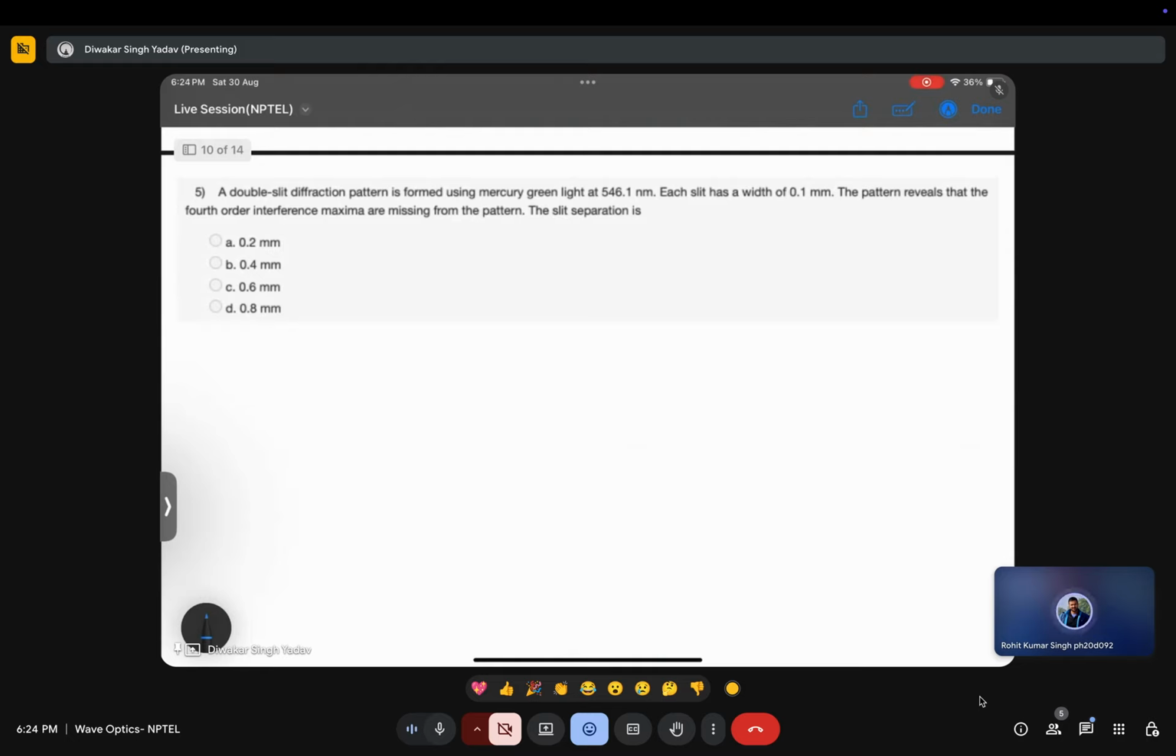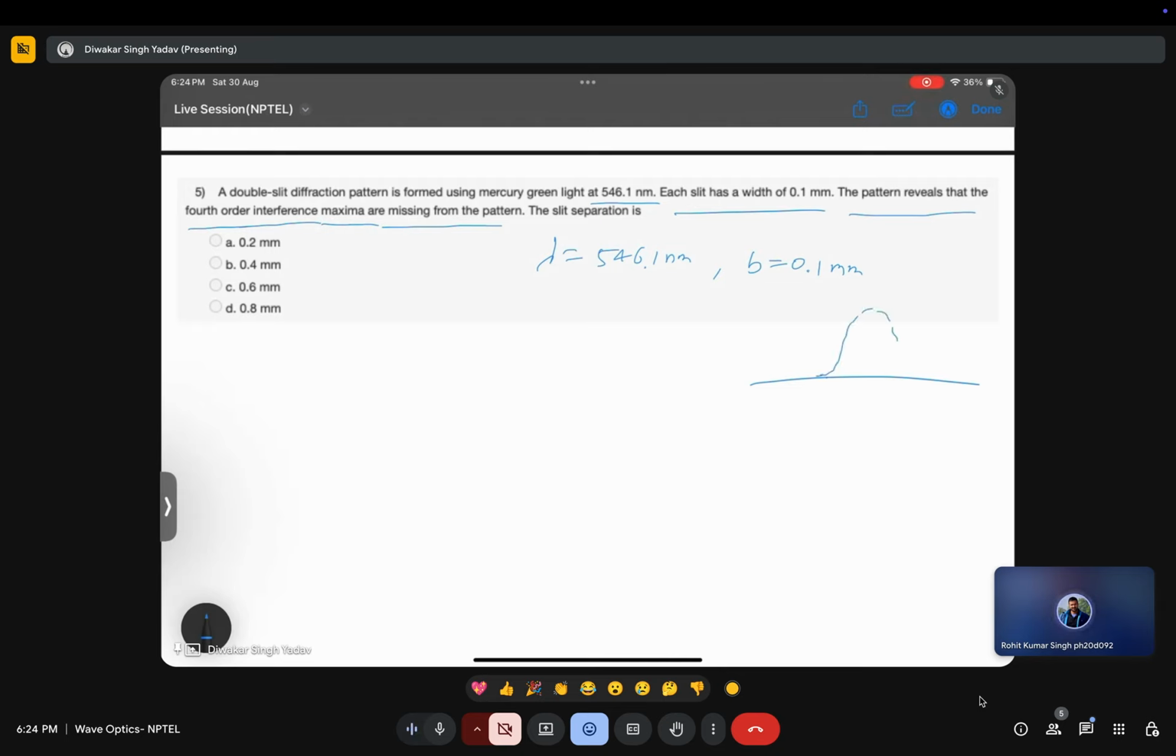Now this is based on the double slit diffraction that we just studied. So a double slit diffraction pattern is formed using mercury green light at 546.1 nanometer. So lambda is given, 546.1 nanometer. Each slit has a width of 0.1 mm, so slit width is given. Now the pattern reveals that the fourth order interference maxima are missing from the pattern. Okay, so that's what I was saying.